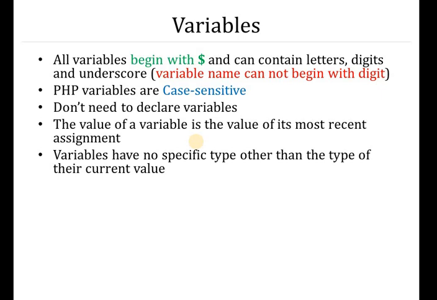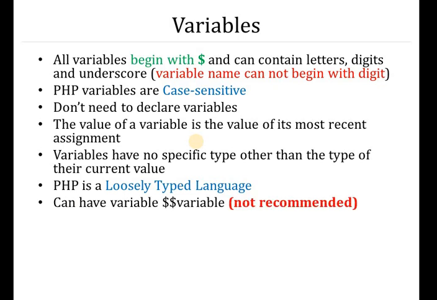So how do we define the data type of a particular variable? That's it: whatever the current value it is holding is the data type of that particular variable. That's why PHP is a loosely typed language. You can have a $$ variable, but it's not recommended to use.